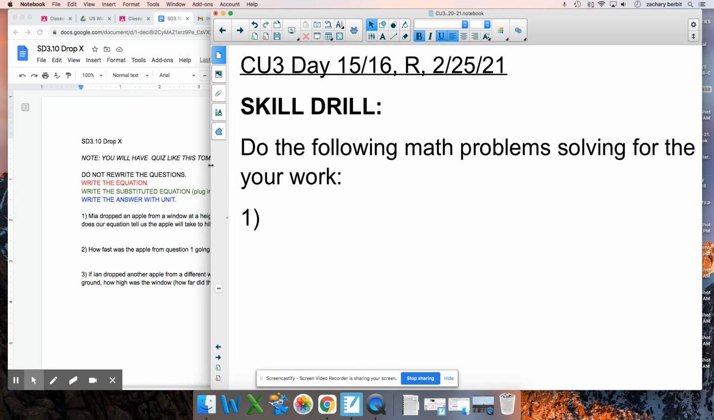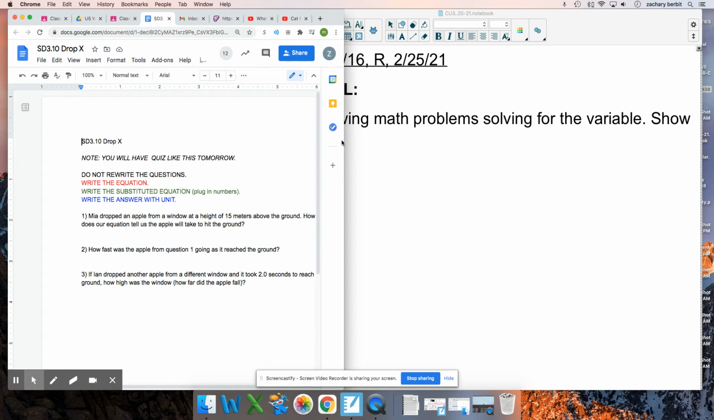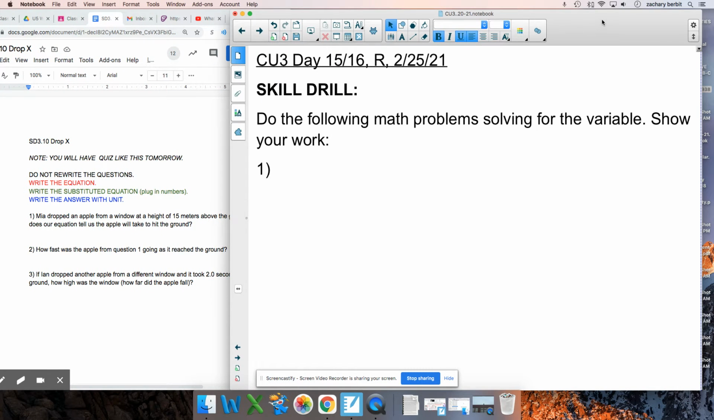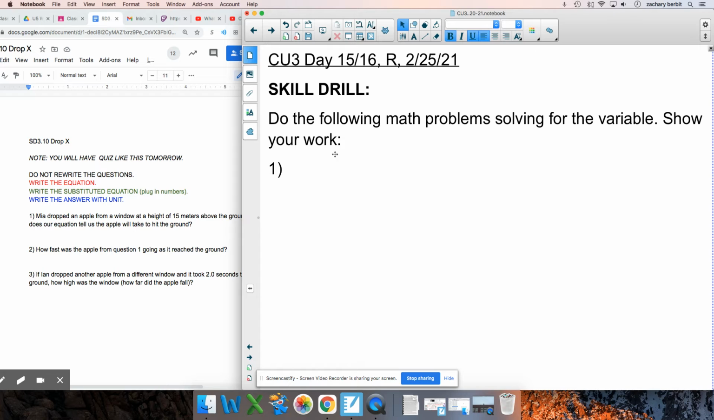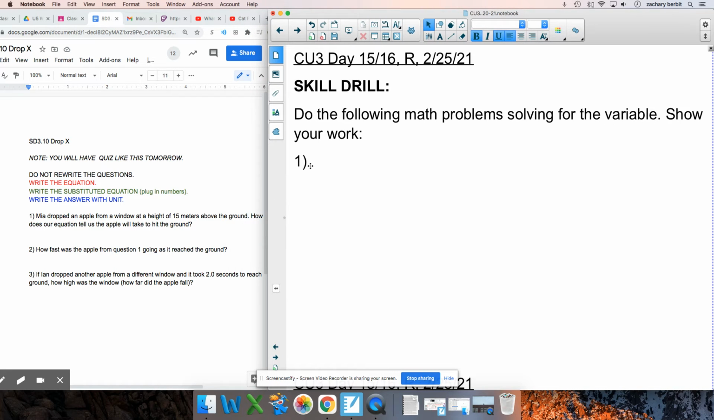Let me pull up our smart notebook where we would normally do this in class. So I hope you did this on your own by the time you're watching this, because like I said, you will be quizzed on this. All right, anyway. This is what you're going to do. So this is skill drill, depending on your class. If you're period one, I'll do red, is day 16. If you're period 9, it's day 15.